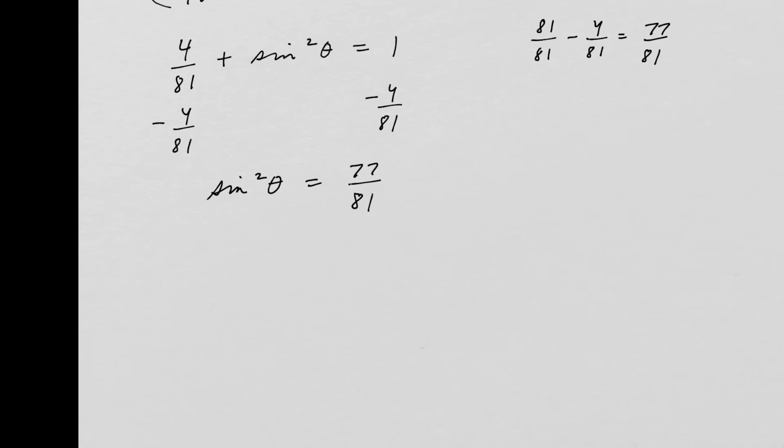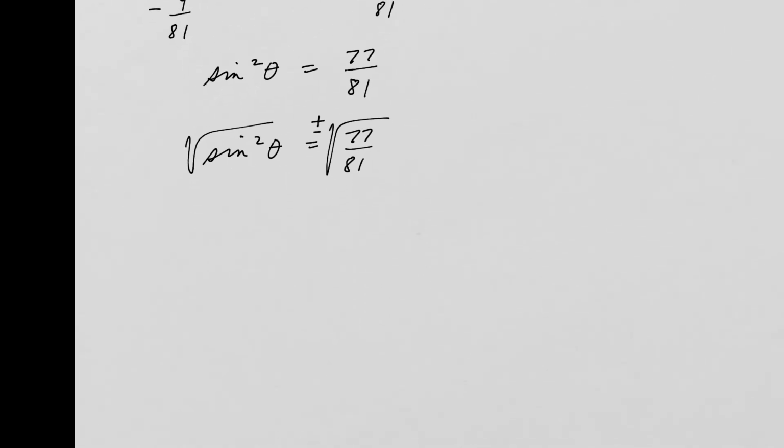Now, how do I get sine of theta? I need to take the square root, right? So now we take the square root of both sides. It can be positive or negative. We'll have to figure that out later based on what quadrant we're in. So this is going to give us sine of theta, right? If I take the square root of sine squared, I just get sine of theta back out. And this is going to be either positive or negative square root of 77 over square root of 81, but square root of 81 is 9.